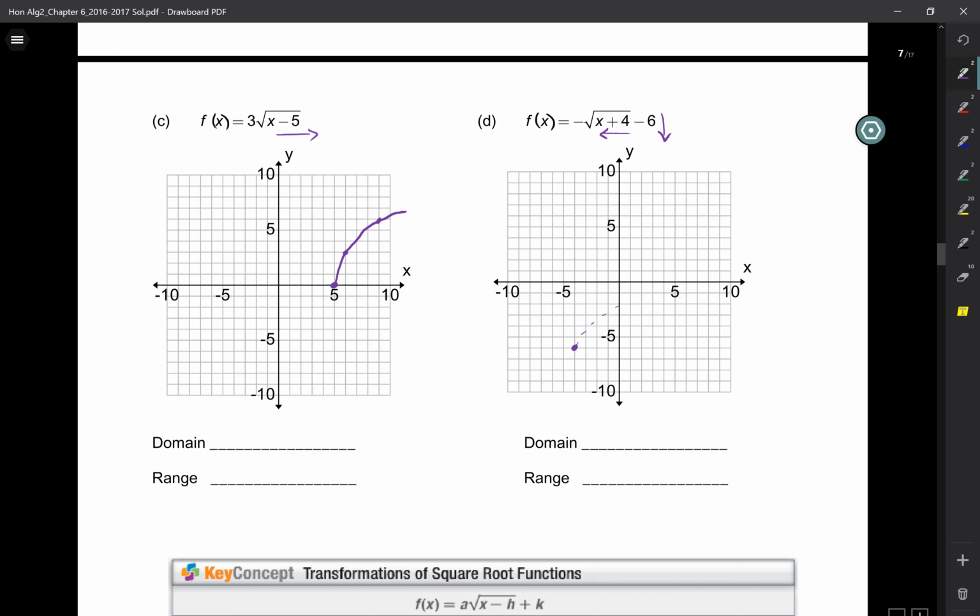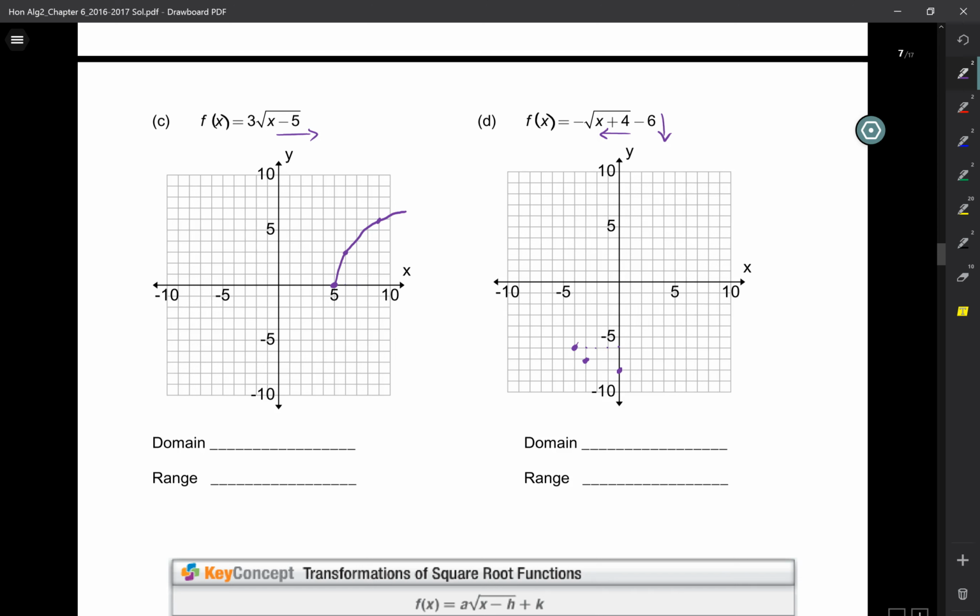Okay, and whereas before it would have gone up like this, now it's going to go down. So what does that mean? If I move to the right 1 unit, where am I going to go vertically? Down 1 unit. And if I move to the right 4 units, where am I going to go vertically? Down 2.